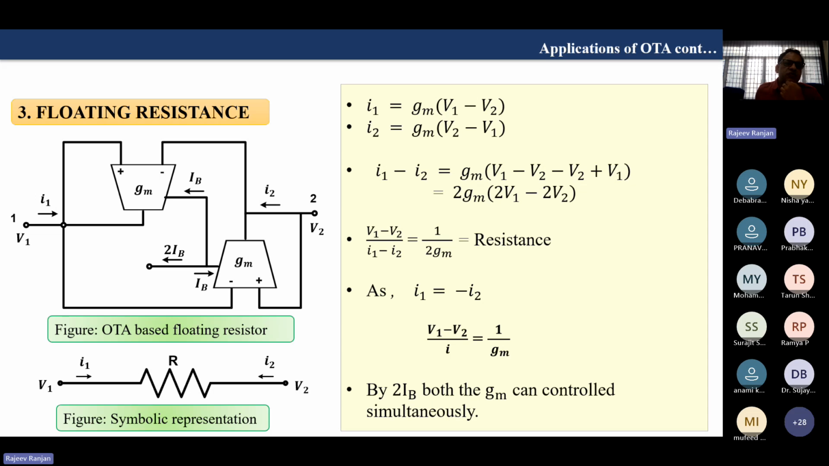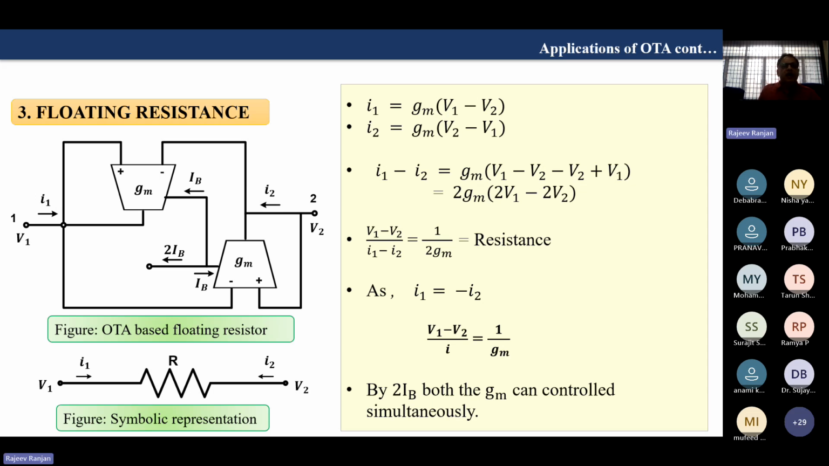So I1 minus I2 will be GM (V1 minus V2) minus GM (V2 minus V1), which equals 2 GM V1 minus 2 GM V2, and then (V1 minus V2) upon (I1 minus I2) equals 1 upon 2 GM, which is a resistance. Now as per directions I1 equals minus I2. So (V1 minus V2) upon I equals 1 upon GM. By 2IB, both the GM can be controlled simultaneously. So this behaves like a floating resistance.